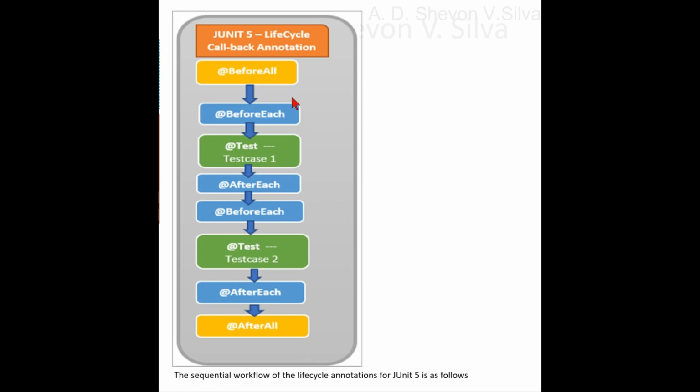Here, the annotation interface BeforeAll in package org.junit.api, in module org.junit.api. @BeforeAll is used to signal that the annotated method should be executed before all tests in the current test class.